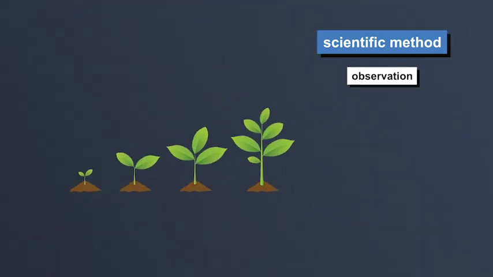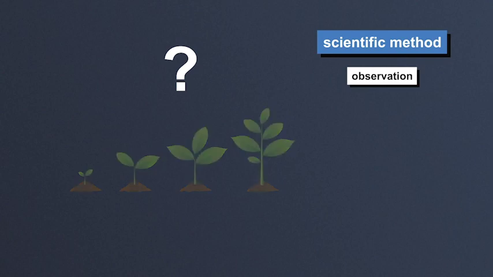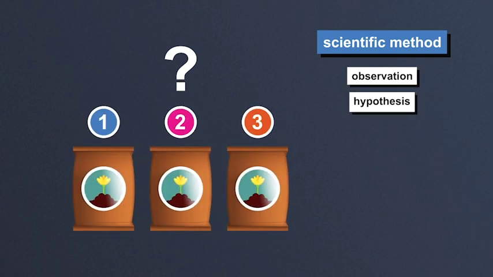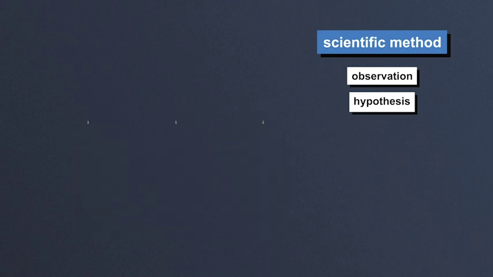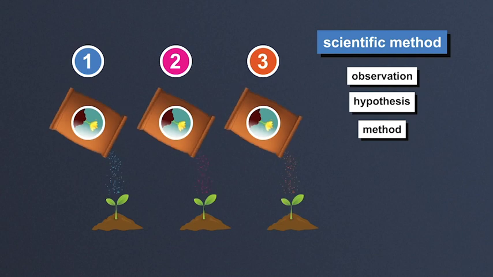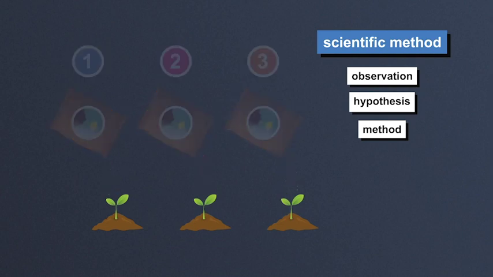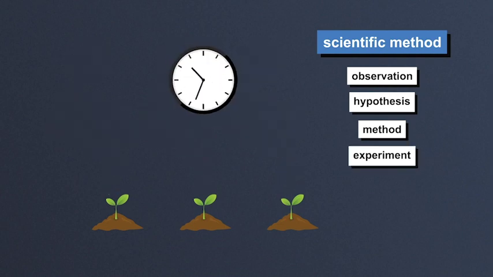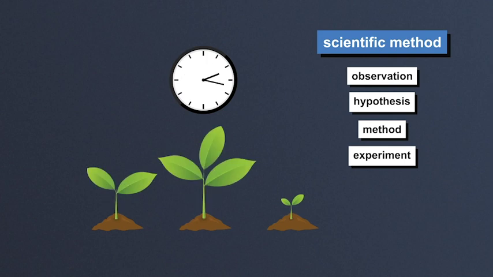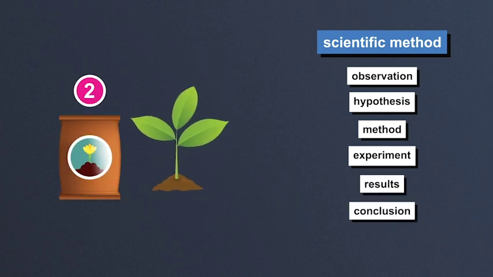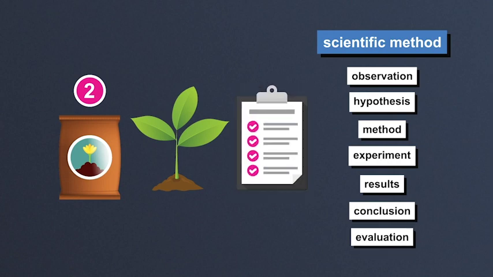The steps usually include making an observation, then asking a question based on your observation, forming a hypothesis, or making a prediction based on what you already know or have researched, deciding what method you will use to test your prediction, conducting an experiment and recording the results, making conclusions based on the results of the experiment, and completing an evaluation of your results and asking others to evaluate them.